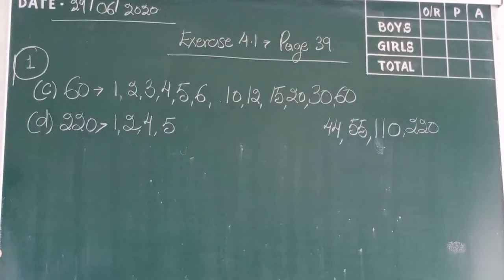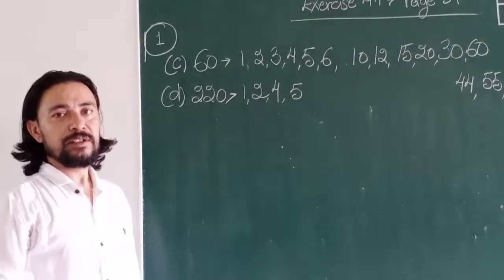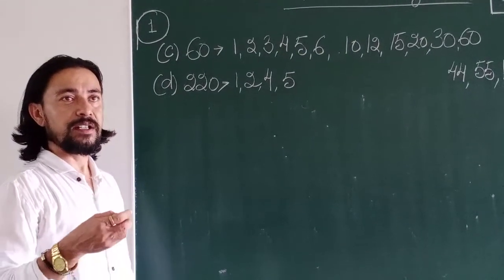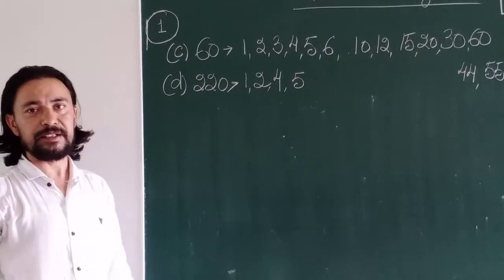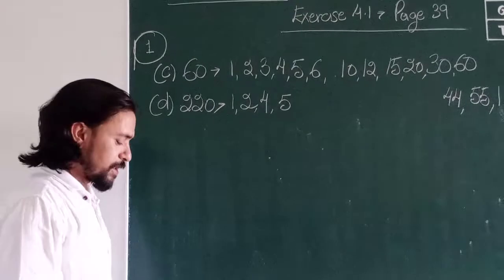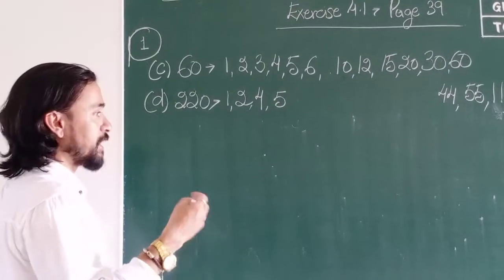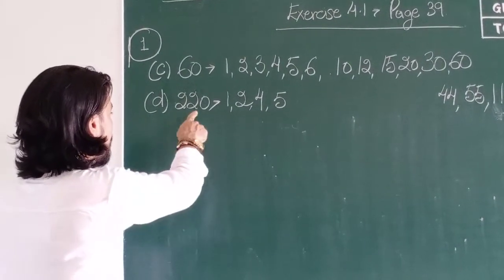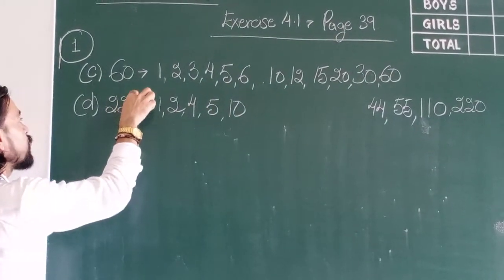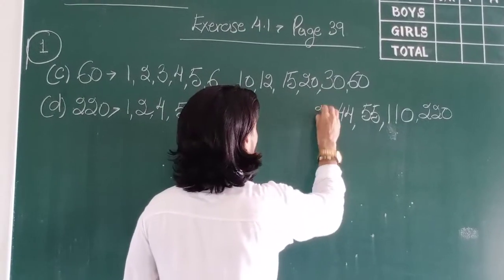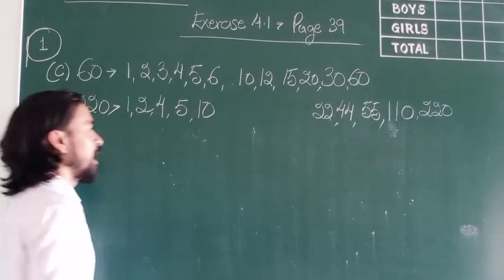9. The sum of the digits should be a multiple of 9. 2 plus 2, 4. 4 doesn't come in 9 times 2. Let's go to the next number. The next number is 10. 10 will divide because it's ending with 0. So 10 twos are 20, carry 2, 10 twos are 20. So 10 times 22 is 220.